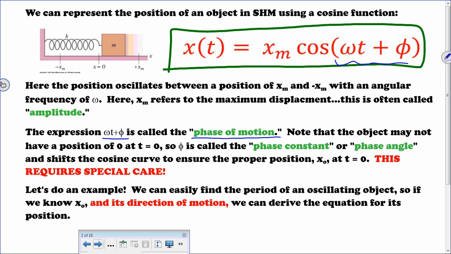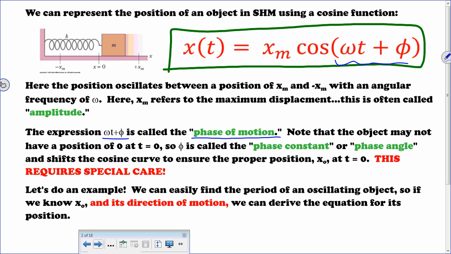So, what the phi does is this. Pretend for a minute that the phi wasn't there. Pretend it was just cosine of omega t. Okay? What's the cosine of 0? 1, right? But the problem is our object might not start at its maximum position at time 0, right? And similarly, as I wrote here, it might not start at a position of 0 at time 0.